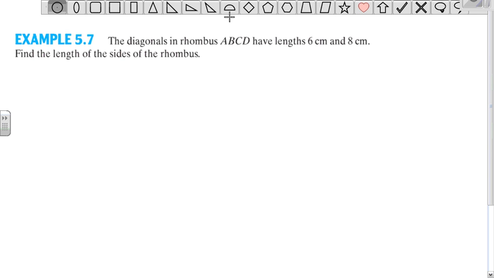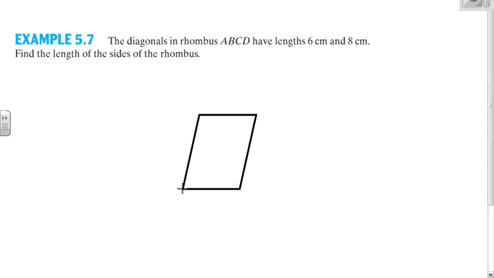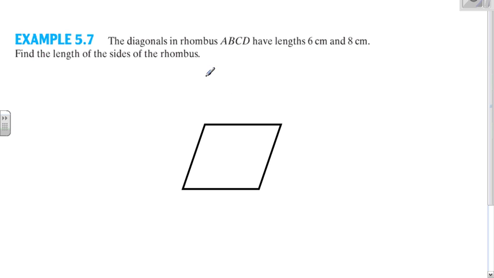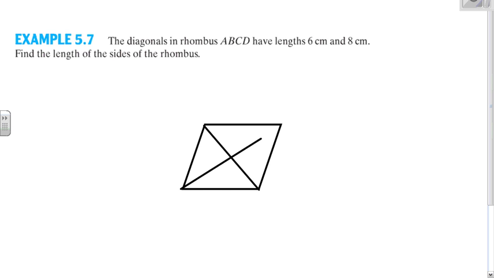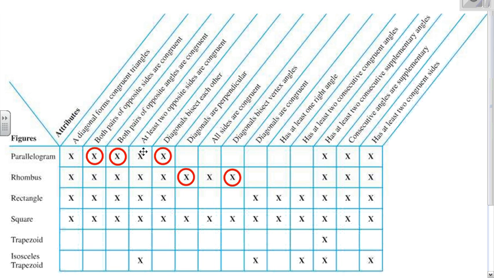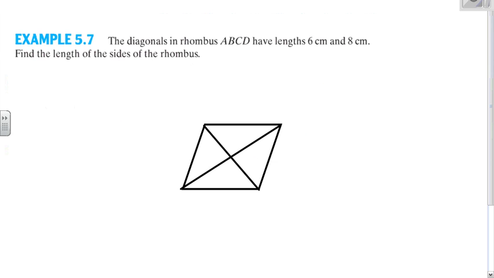For our next example, we're told that a rhombus has diagonals of lengths 6 and 8. So we'll say this one has a length of 6, this one has a length of 8. Go back to our check sheet. The diagonals of a rhombus, because it is a parallelogram, the diagonals bisect each other. So since they bisect each other, if this diagonal is 6, that means both parts are 3. The other diagonal is 8, which means each part has a length of 4.